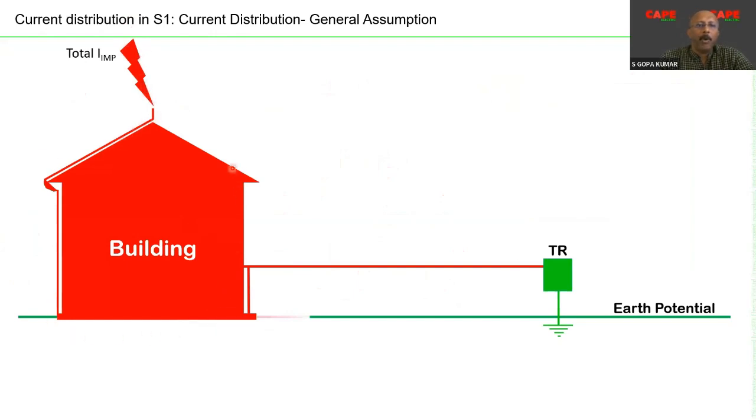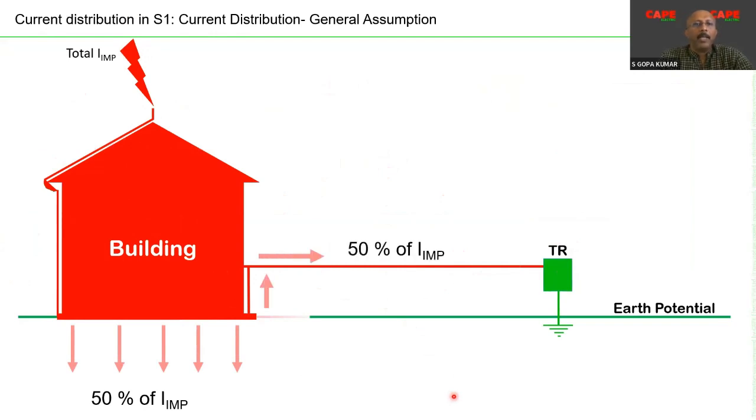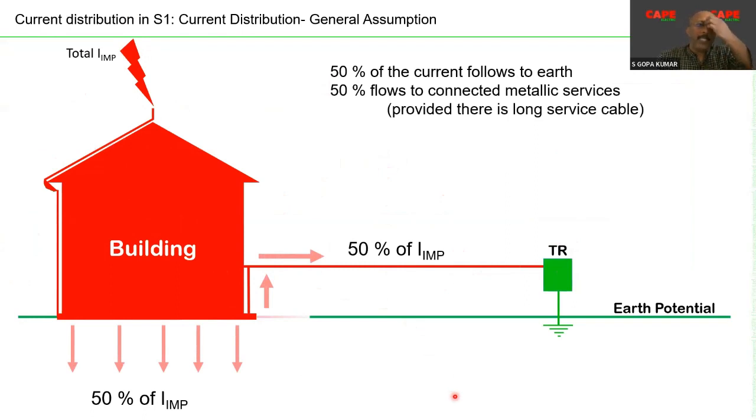A proper equipotential bonding is made on the building. There is an equipotential bonding at the power line incoming, and you have a long service. Imagine the transformer is 1 kilometer away from your building, and you have an overhead line at the origin of installation. At the main distribution board, we have the SPD, and equipotential bonding is made. Under this condition, the IEC is recommending that about 50% of the total current goes to earth, and approximately 50% of the total current gets diverted to the connected service.